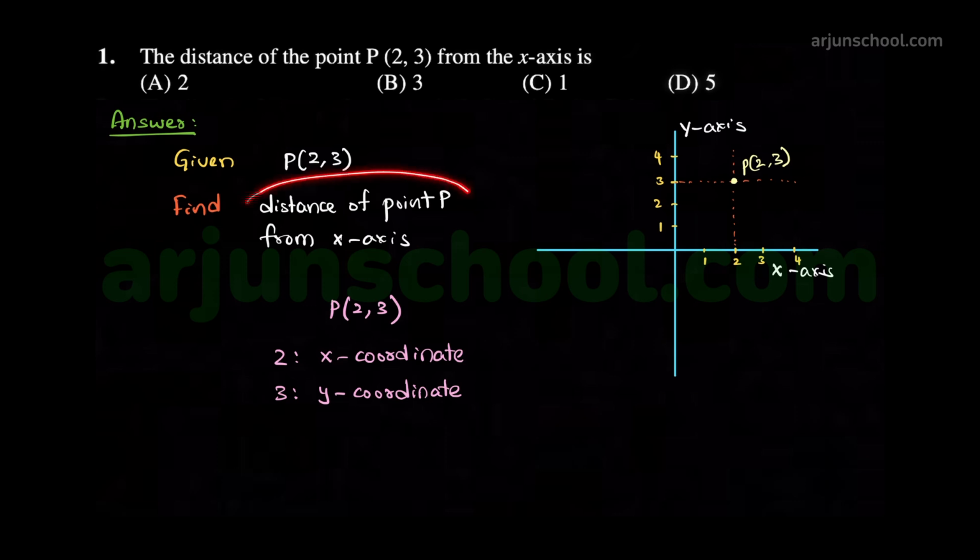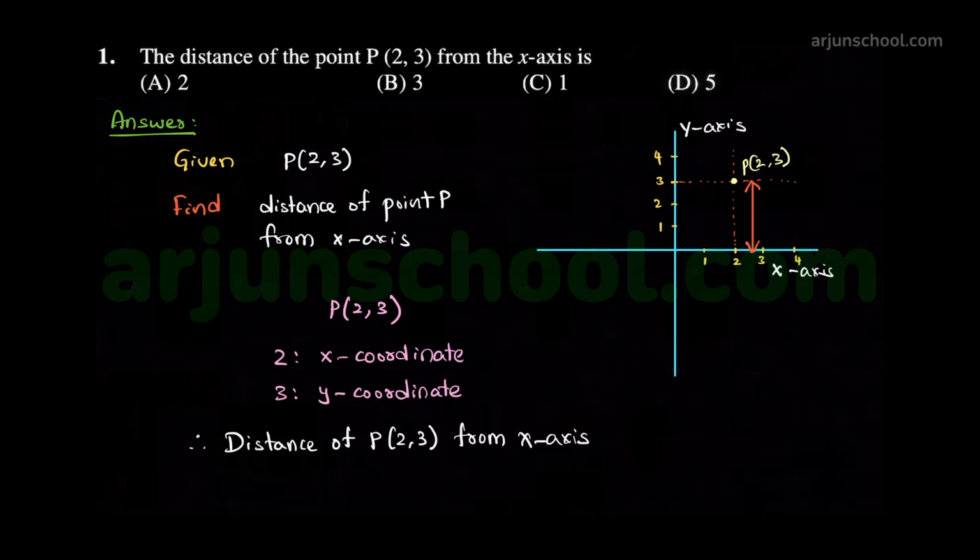Now we need to find the distance of this point from the x-axis. And what is this distance? This is the y-coordinate of the point P. Therefore, the distance of the point P (2, 3) from the x-axis is equal to the y-coordinate of point P, which is equal to 3.